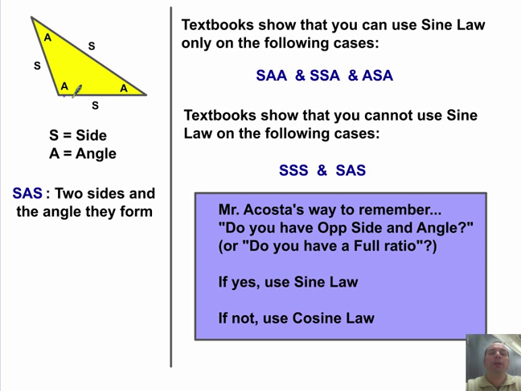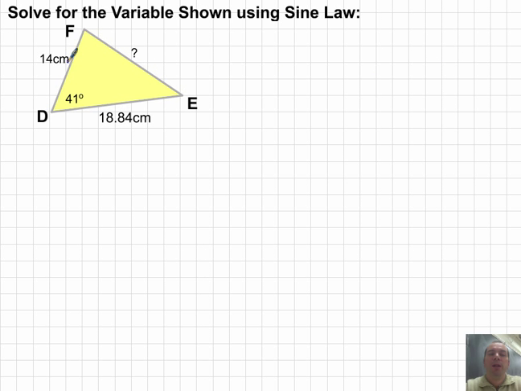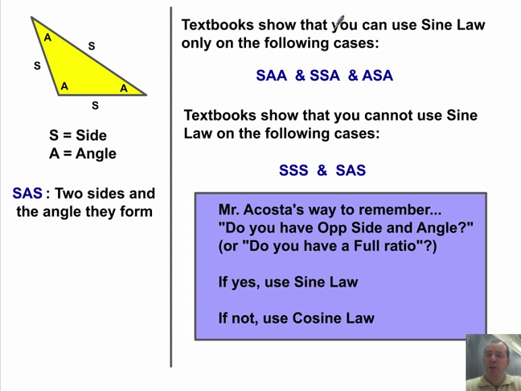So here we go. When you have a triangle, you've got 3 sides and 3 angles, and S is for side and A is for angle. So SAS means that you have 2 sides and the angle that they form, like the one that we just did. Our previous example was SAS. In the textbooks, you find out that you can use sine law if you have SAA or SSA or ASA. You can use cosine law for SSS or SAS.